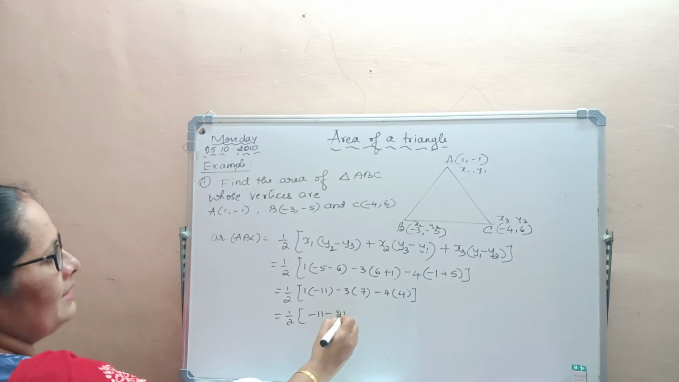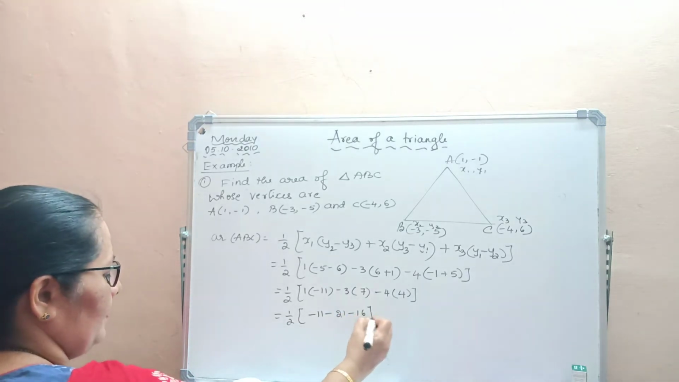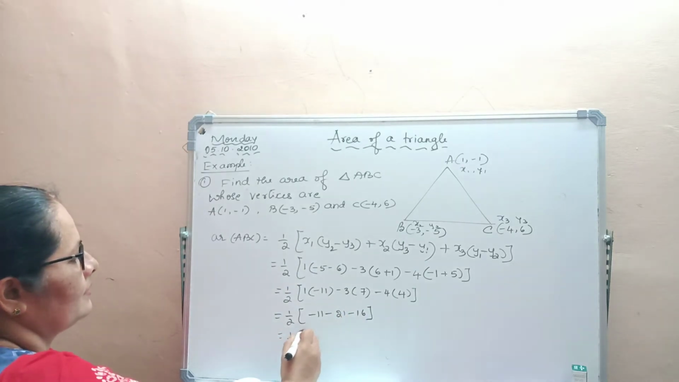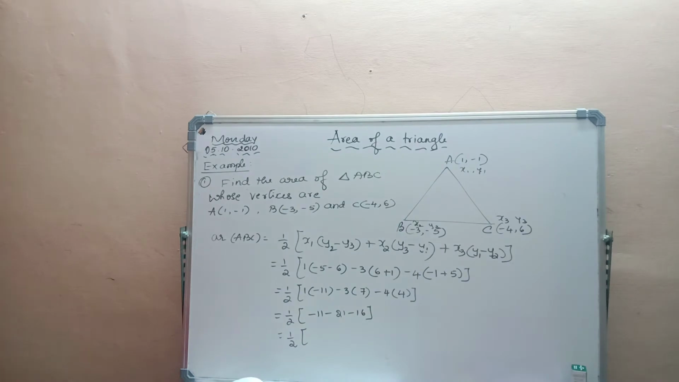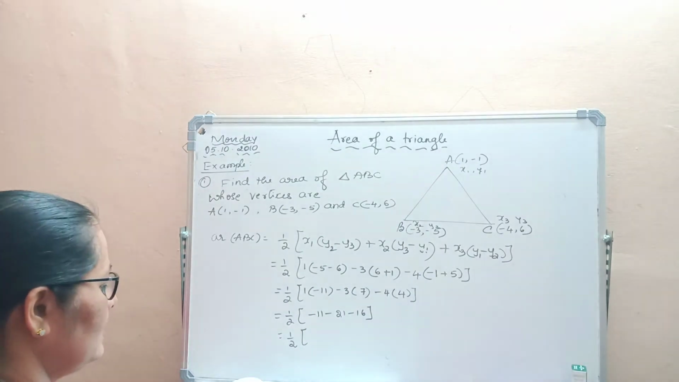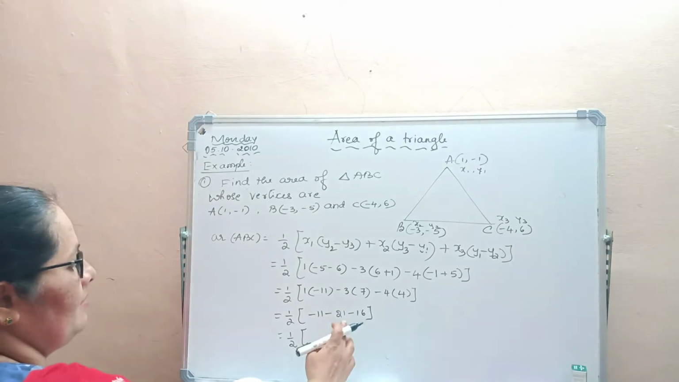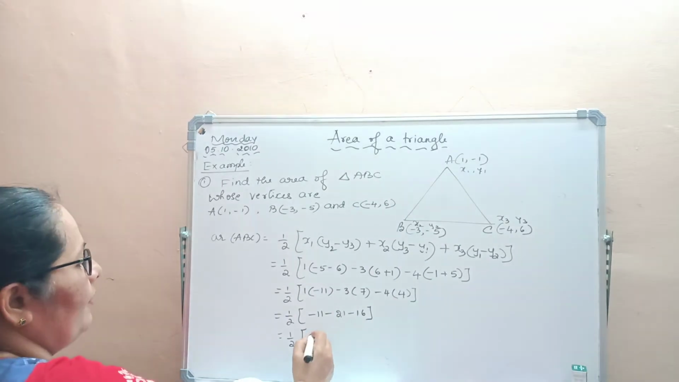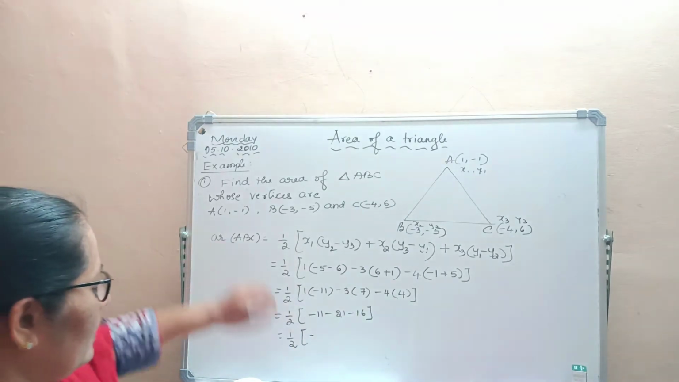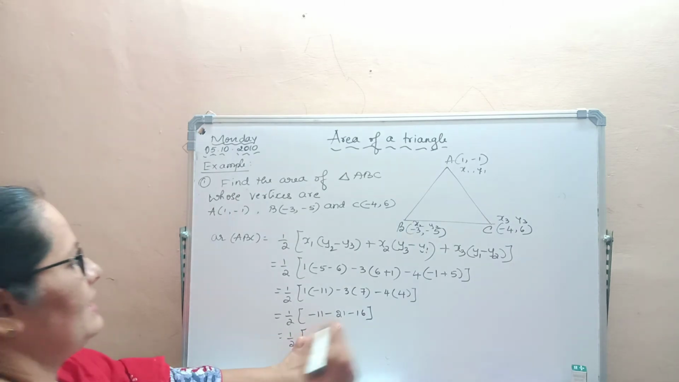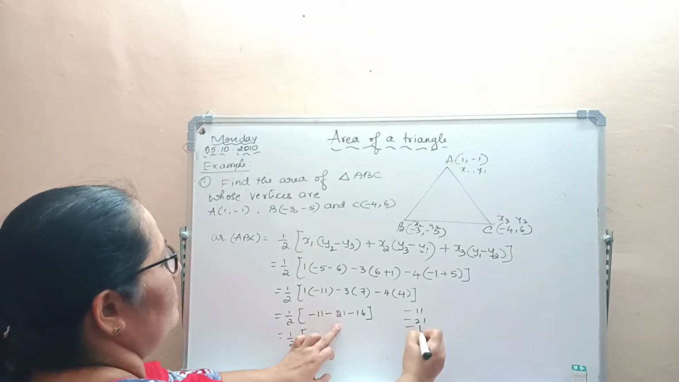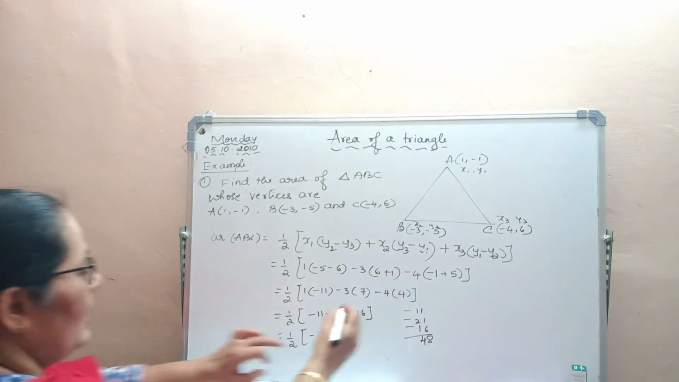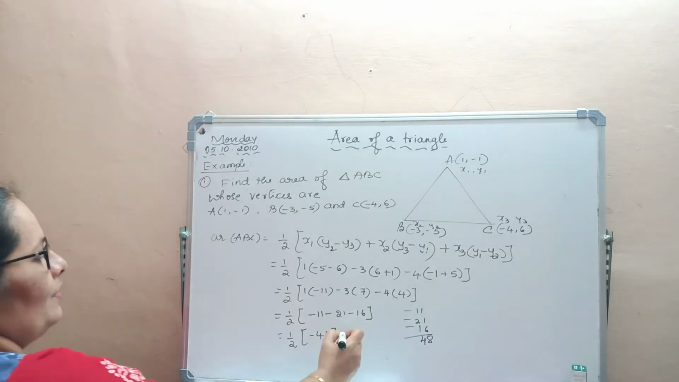-11 -21 -16. So we get half into -11 -21 -16. Adding, 11 plus 21 is 32, plus 16 gives 48, so -48.